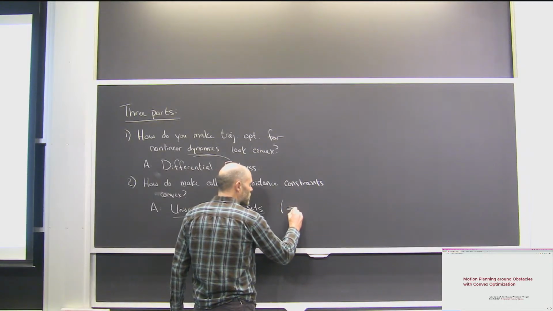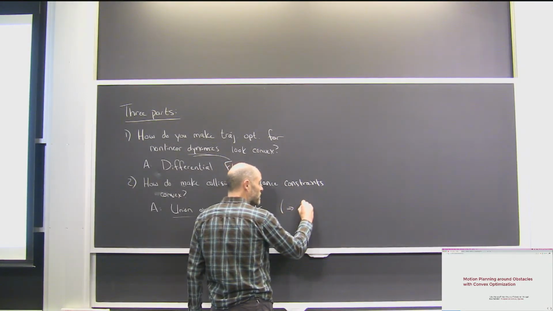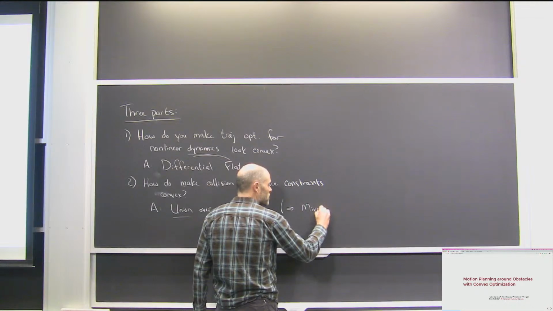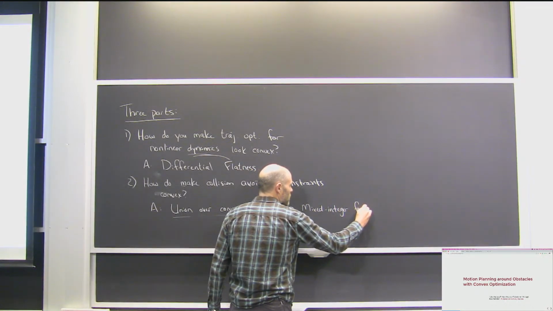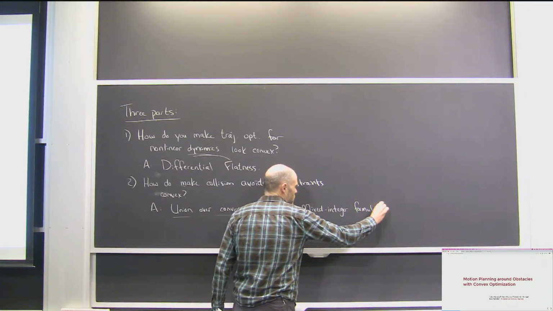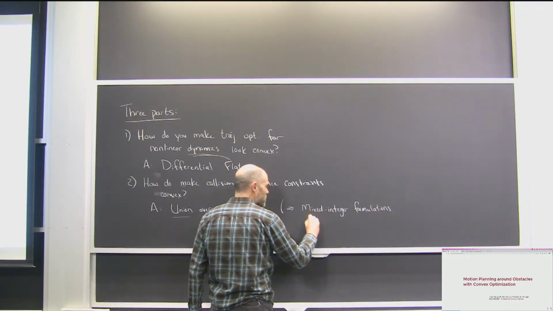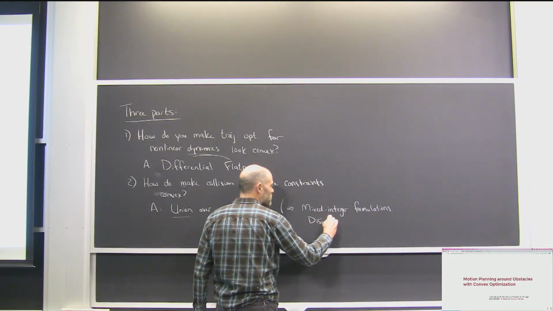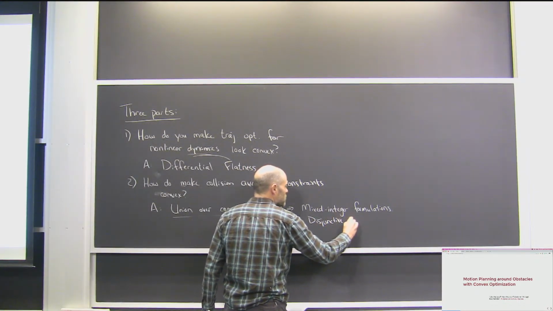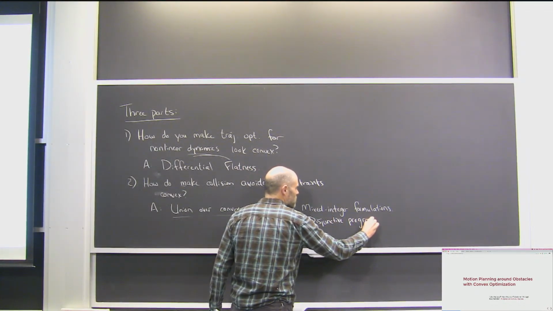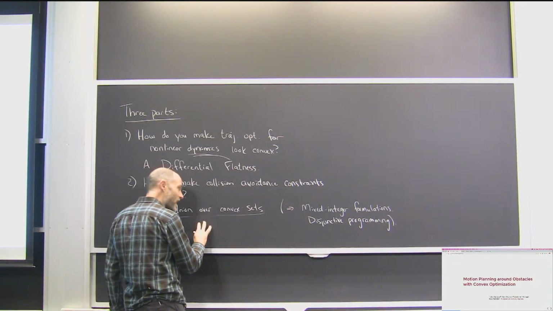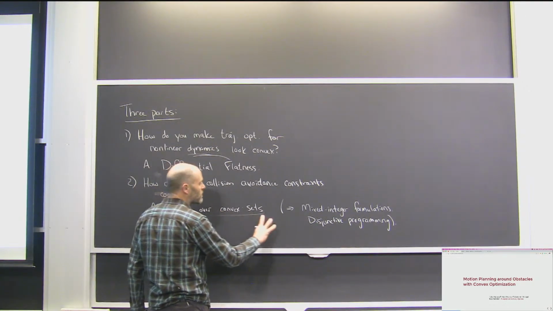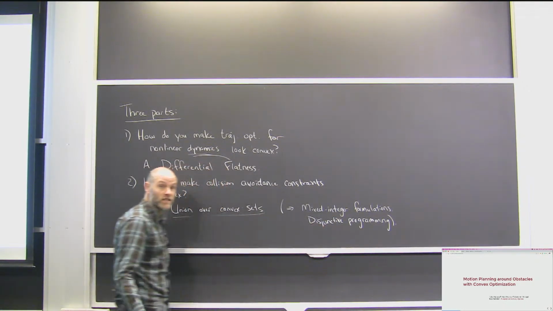And then there's going to be, for instance, mixed integer formulations for that. Which is related to these disjunctive programming. If I say I'm in set A or set B or set C, then that's a disjunctive optimization.